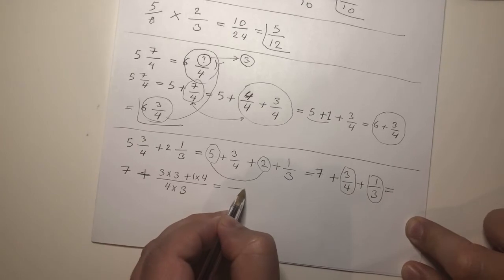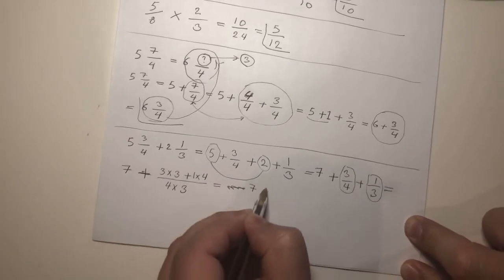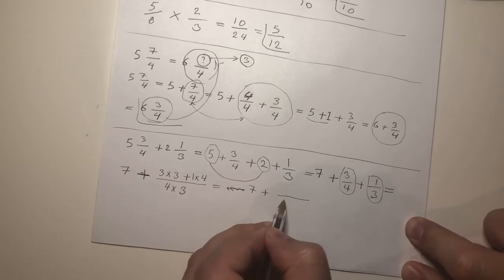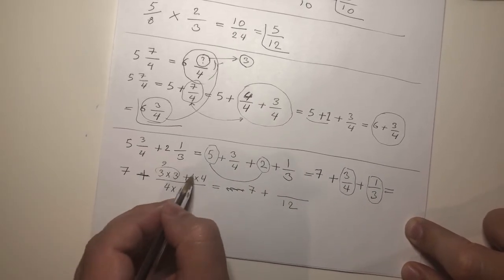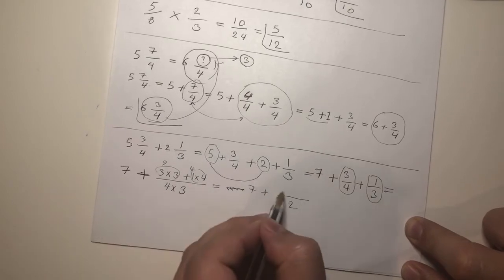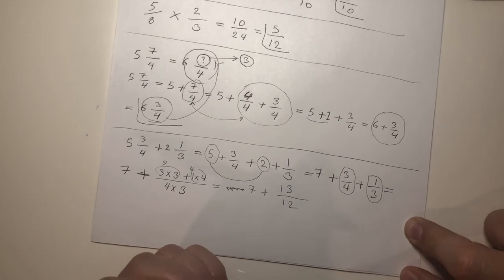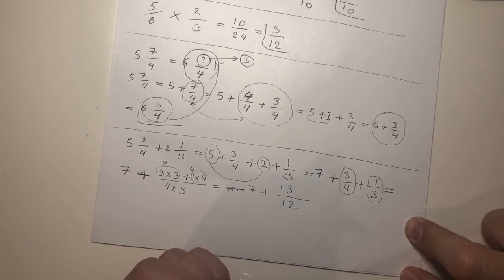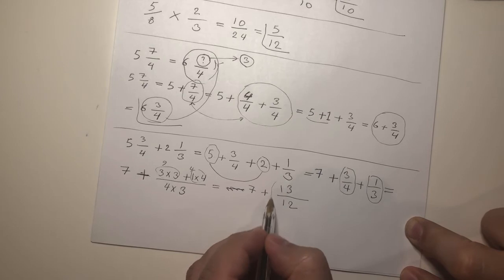So the result is 7 plus, over 12. 3 by 3 is 9. 1 by 4 is 4. 9 plus 4 is 13, over 12.